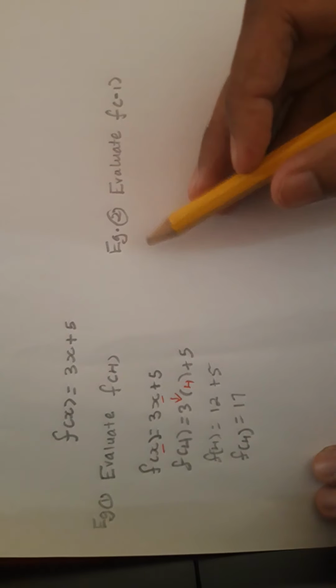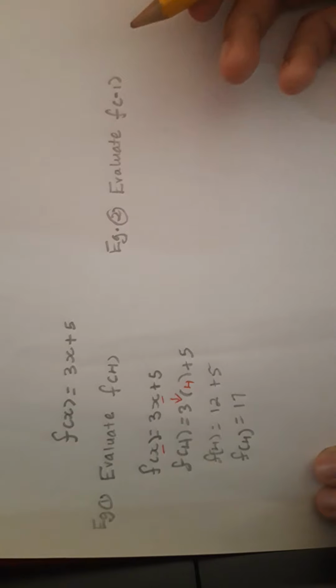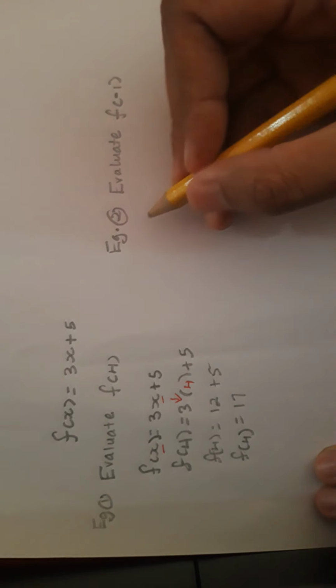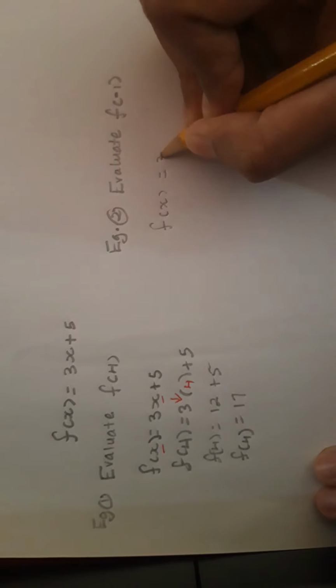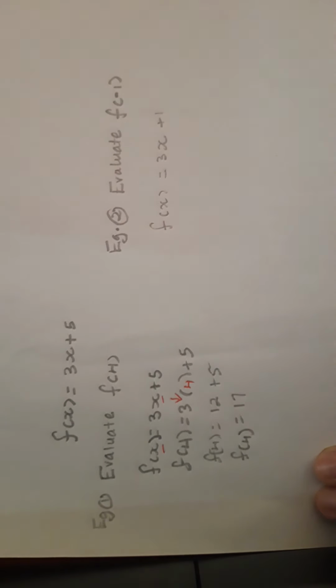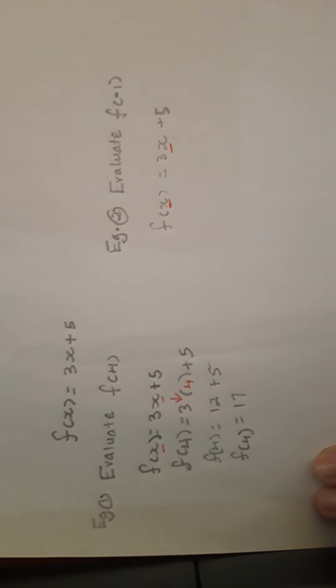Let's look at example 2, where we are asked to evaluate f of negative 1. In other words, we're going to put negative 1 into the f of x function. So writing back f of x, 3x plus 5. Everywhere we have the letter x, we're going to replace it with negative 1.